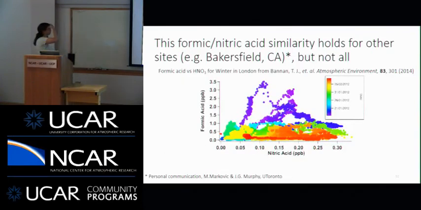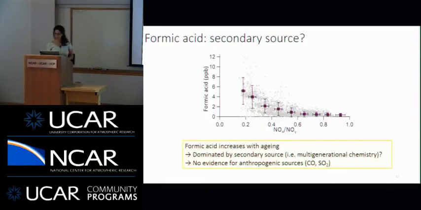A couple of interesting notes. This formic acid, nitric acid similarity holds for other sites. In Bakersfield in California, Jen Murphy's group made some measurements that allowed them to get at the correlation plot we had, and it was very similar. But not everywhere. In wintertime in London, some data was published recently that showed there is no correlation between formic acid and nitric acid. So we have a problem here. So it's clearly something biogenic.